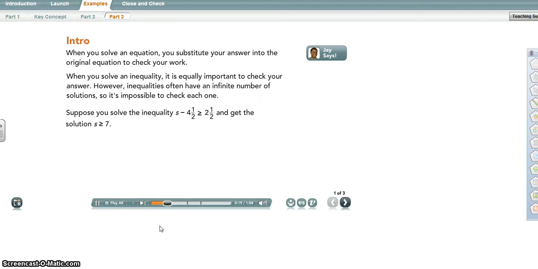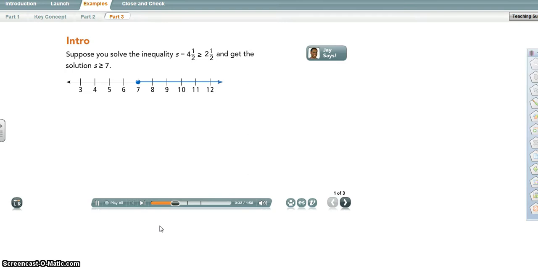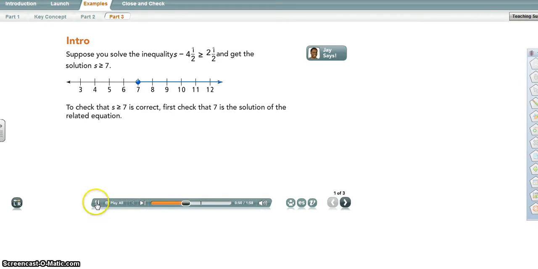Suppose you solve the inequality s minus 4 and 1/2 is greater than or equal to 2 and 1/2, and get the solution s is greater than or equal to 7. The number line shows the inequality s is greater than or equal to 7. To check that s is greater than or equal to 7 is correct, first check that 7 is the solution of the related equation. Then check the direction of the inequality symbol.